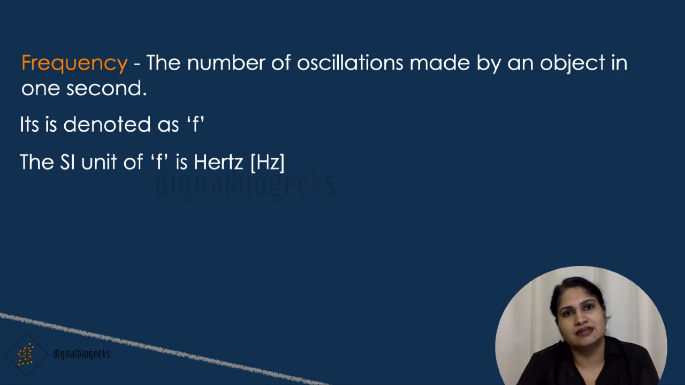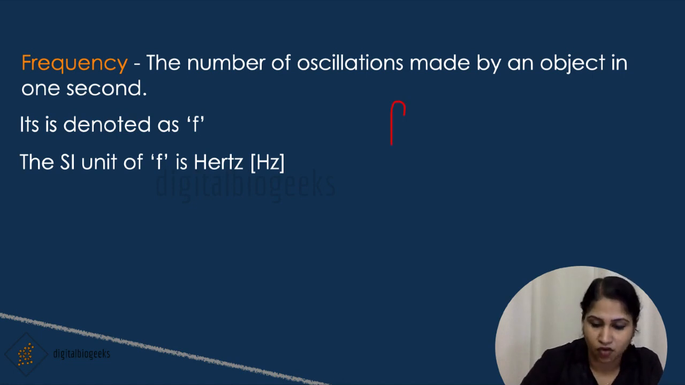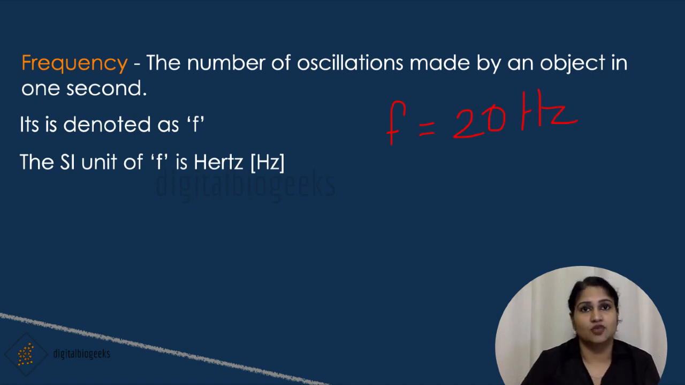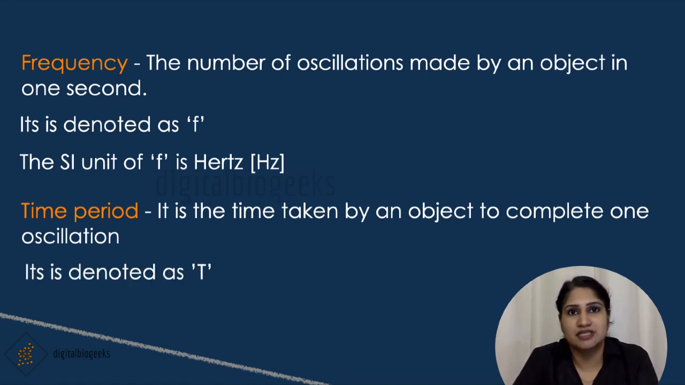For example, consider an object oscillates 20 times in 1 second. That means the frequency of that object is equal to 20 Hertz. 20 times it oscillates in 1 second. Now, time period is the time taken by an object to complete one oscillation. It is denoted by capital T.